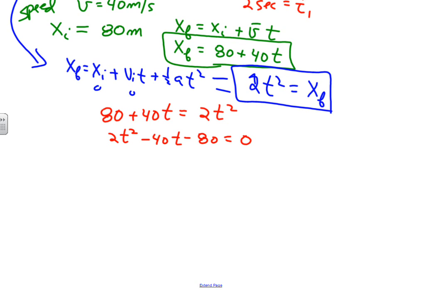If you want to have some fun, you could take away the 2, and you got t squared minus 20t minus 40 equals 0. Now, can you think of two numbers that multiplied together give you 40, but added together give you negative 20? What two numbers multiplied together give you 40, but added together give you negative 20? I don't know of one. So therefore, we have to use the quadratic equation.